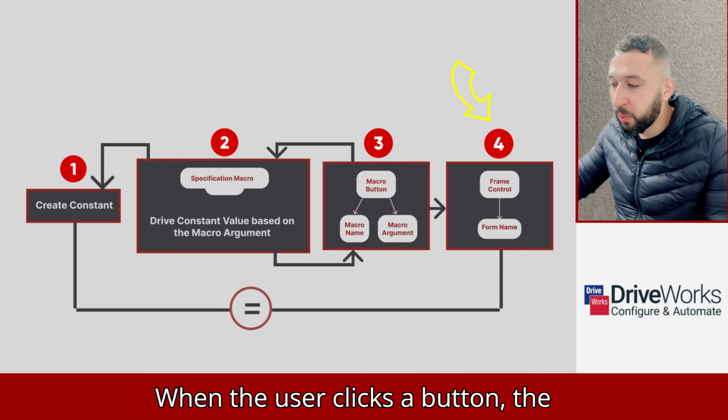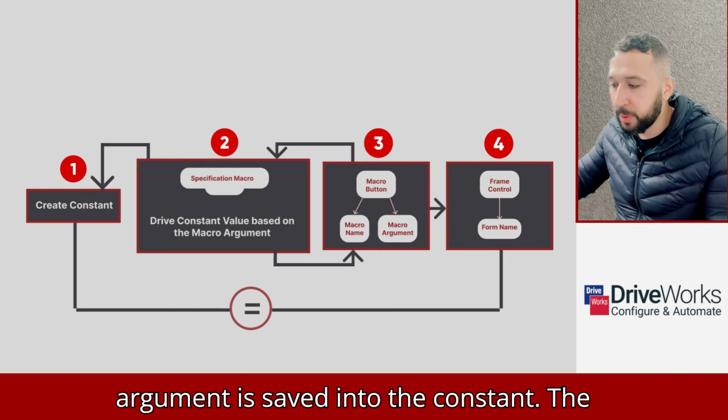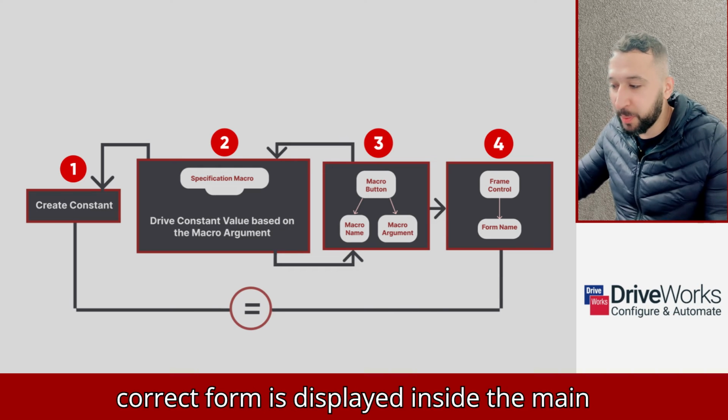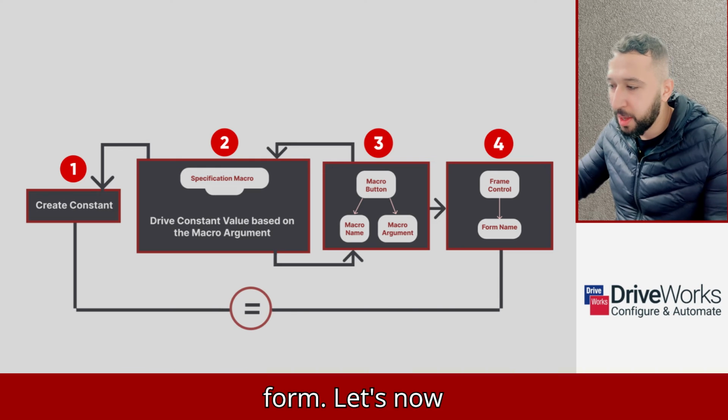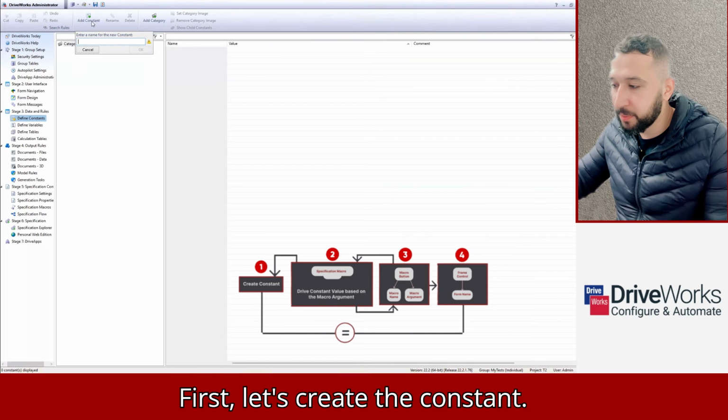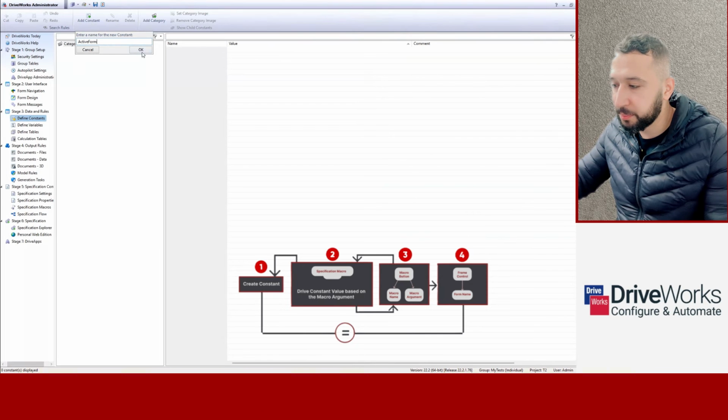So now, when the user clicks a button, the argument is saved into the constant. The frame control reads the constant. The correct form is displayed inside the main form. Let's now implement these steps in DriveWorks. First, let's create the constant.